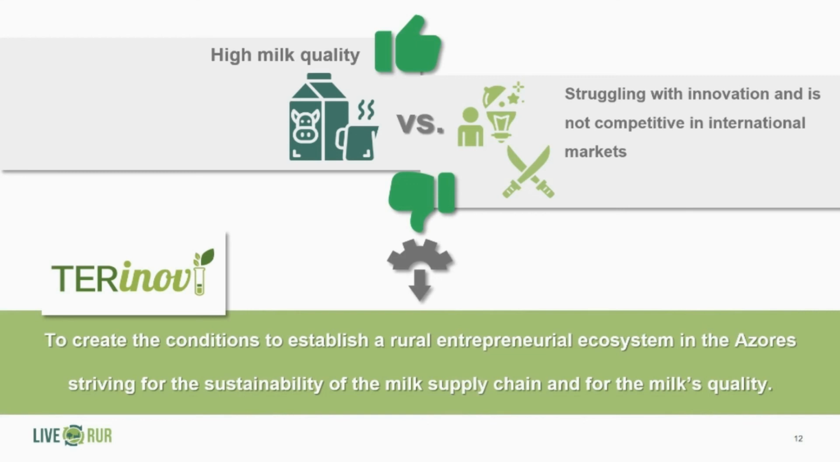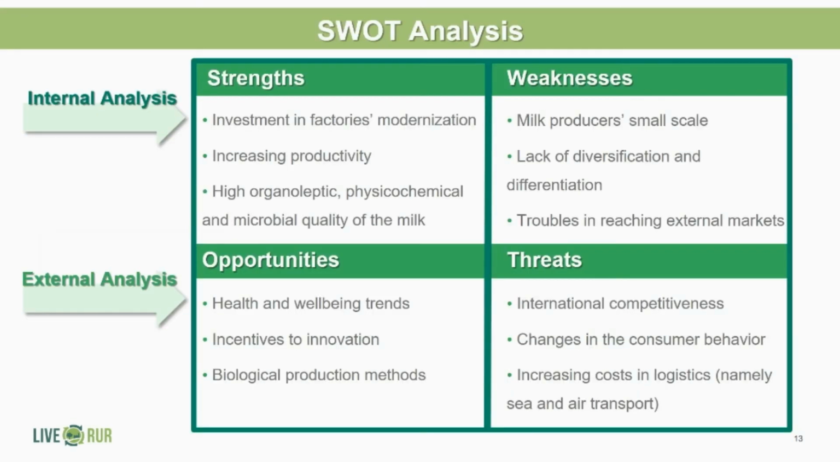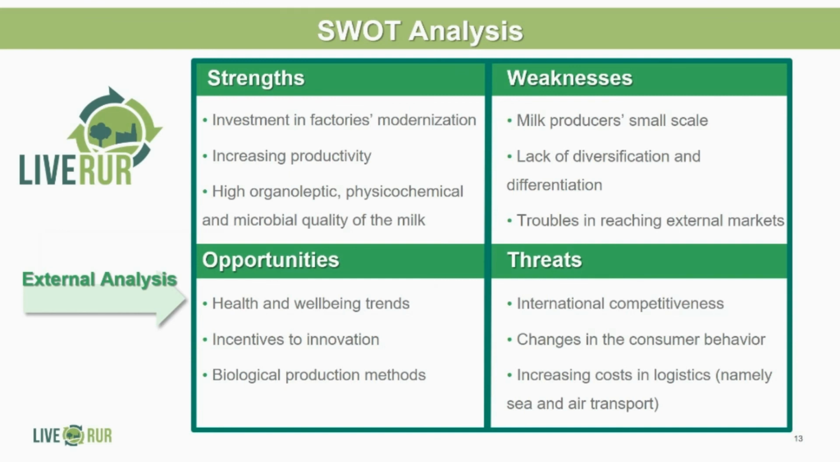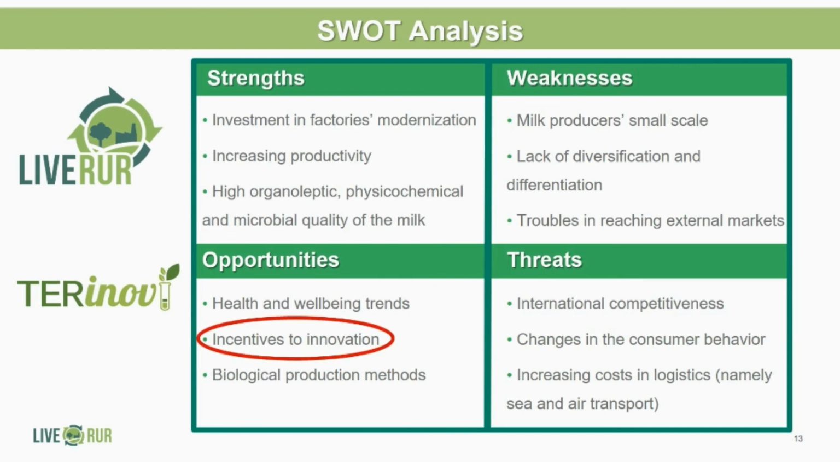To help achieve this purpose, we can combine different cells of the SWOT analysis and start developing specific strategies to improve the Azores milk supply chain's competitiveness. For instance, due to LIVERUR's objectives and to Tarinov's involvement, it seems interesting to adopt a turnaround strategy, seizing opportunities to overcome weaknesses. We can use the incentives to innovation that exist in the European Union to improve the diversification and differentiation of the Azores milk products.